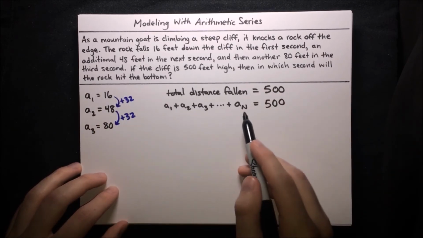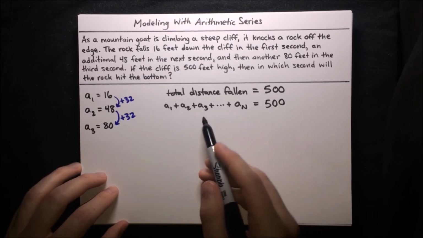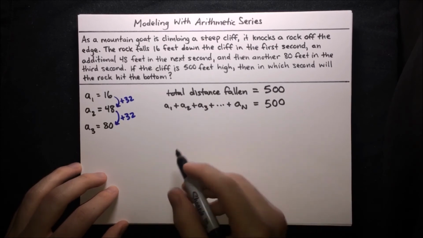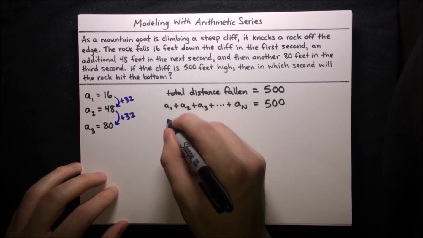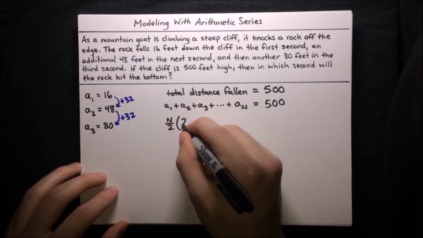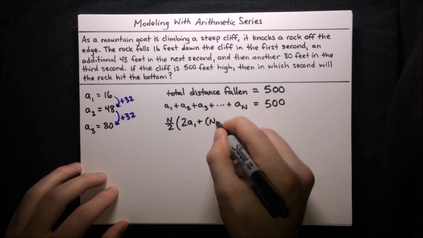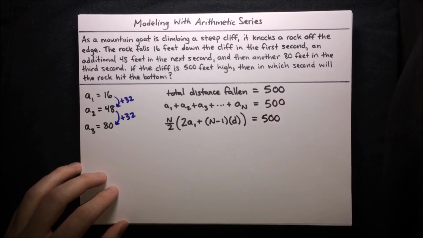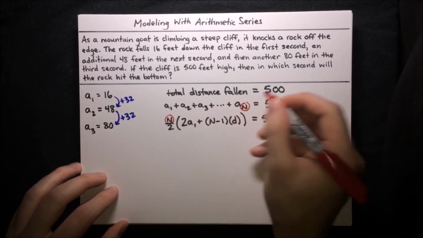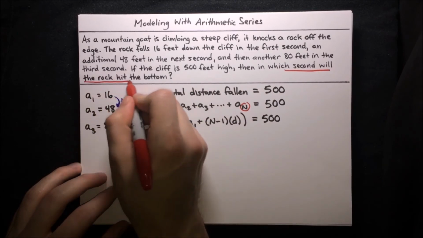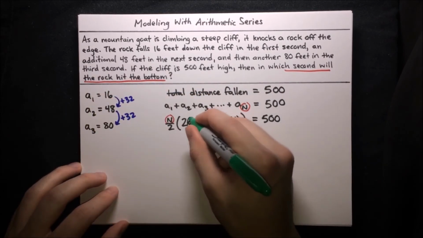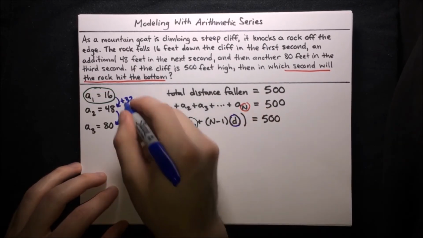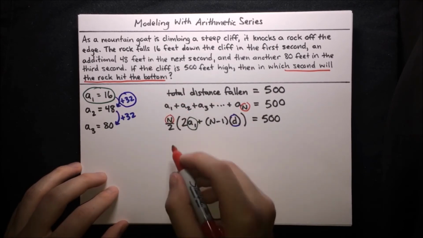Alright, so how can we solve for n here? Well, one option is to, like we've been doing previously, just take this sum and use the sum formula to express it in a more simple manner. So let's do that. So the sum turns into n over 2 times 2a1 plus n minus 1 times the common difference. n, of course, is what we're looking for. That's the second that the rock will hit the bottom. But we know a1. a1 is just 16. And we know the common difference. The common difference is just 32. So we'll go ahead and plug in that information.